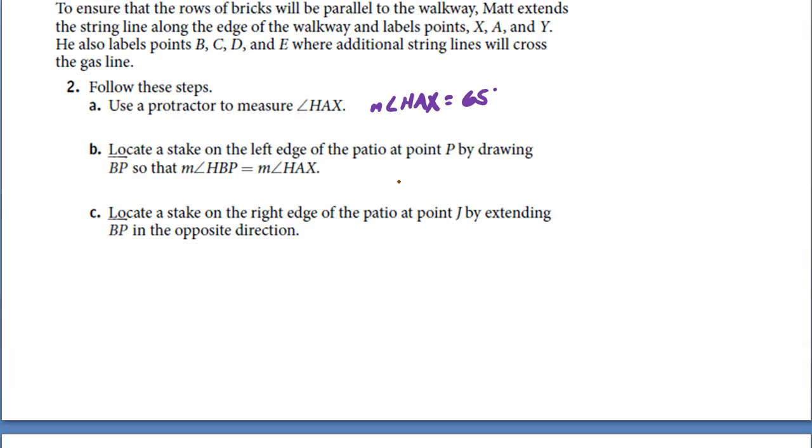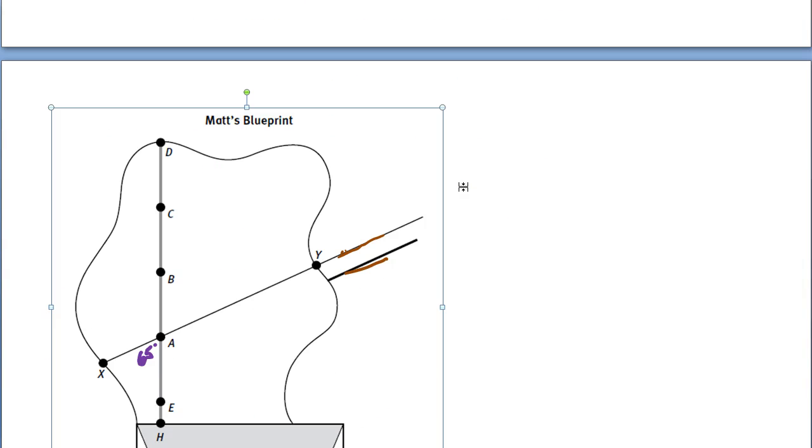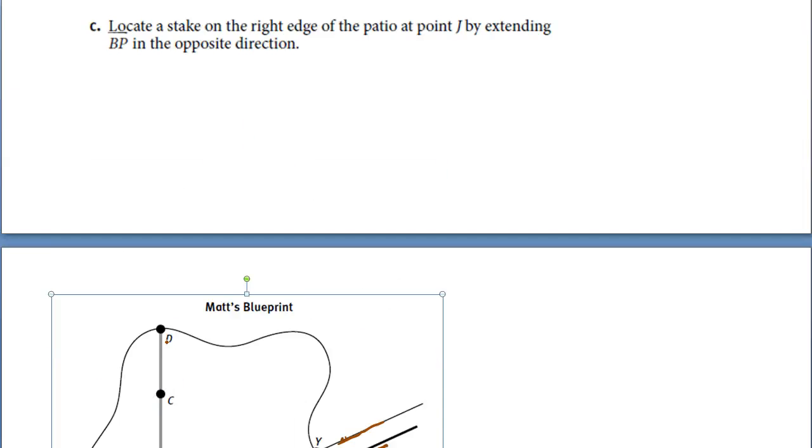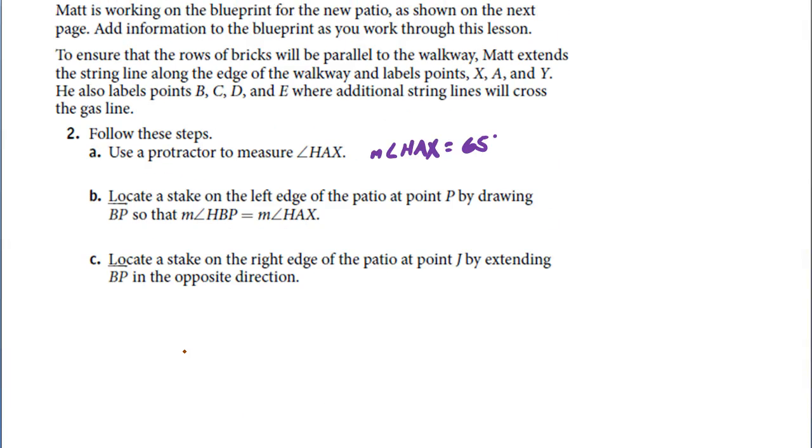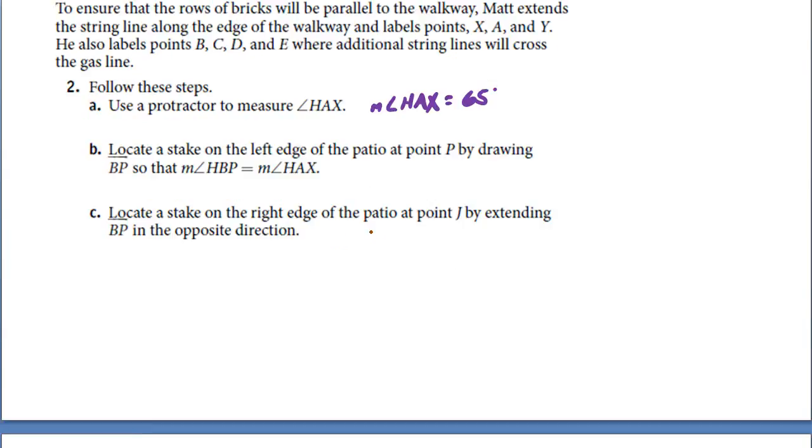Okay, so back to the questions. Question 2A, use a protractor to measure angle HAX. So I've done that already. H to A to X, that turned out to be 65 degrees. Question B, locate a stake on the left edge of the patio at point P by drawing ray BP so that the measure of angle HBP is equal to the measure of angle HAX.